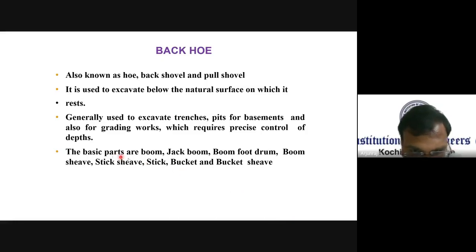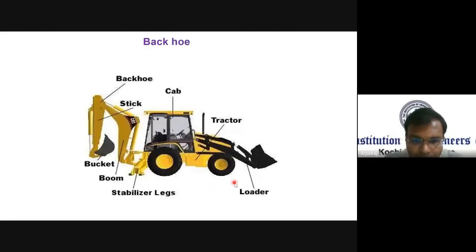And again, there are different parts. It includes boom, jack boom, foot drum, boom sieve, stick sieve, stick, bucket, and the bucket sieve. And even this bucket is very much important for all the equipment, whatever we have seen for a power shovel or a drag line or a backhoe. So the selection of the bucket size and shape is also very much important. Depending upon the application, whether you want to go for a hard material or a soft material, accordingly, you can select the bucket as well. And the changing of the bucket is also possible.